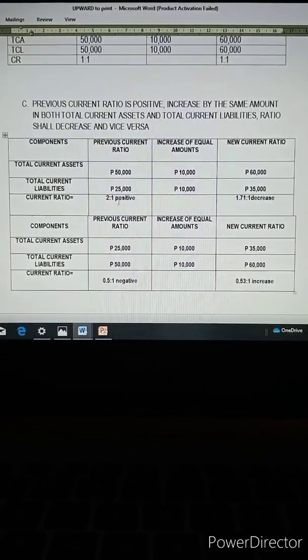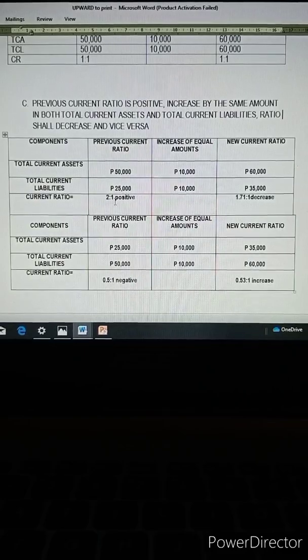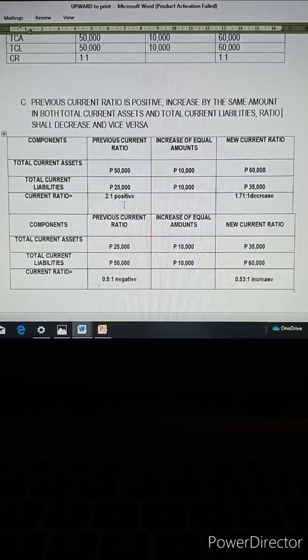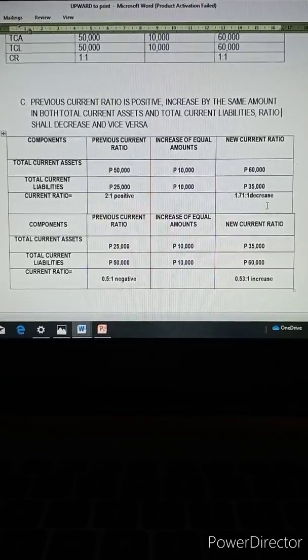As stated, if there is an increase of the same amount on both, the ratio shall decrease and vice versa. With a positive ratio of 2:1, which means the current assets are more than the current liabilities, it becomes now 1.71:1. So it decreases.